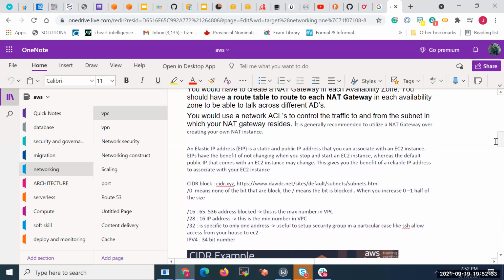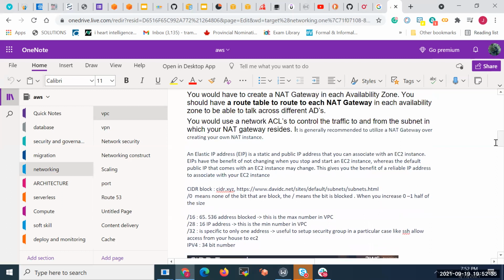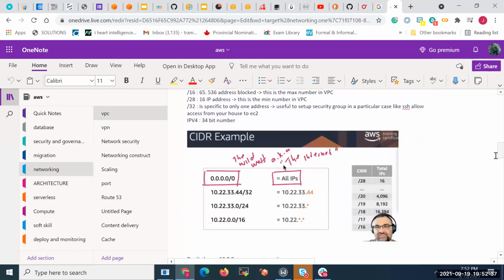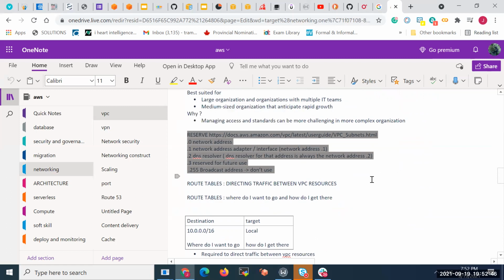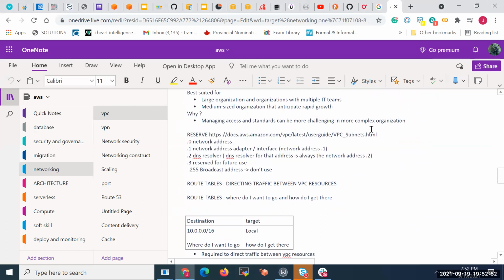And in AWS, there are 5 reserved IP addresses. Let me find that one. Okay, let me actually send it to you. So in here you can see the document of which IP addresses are reserved.